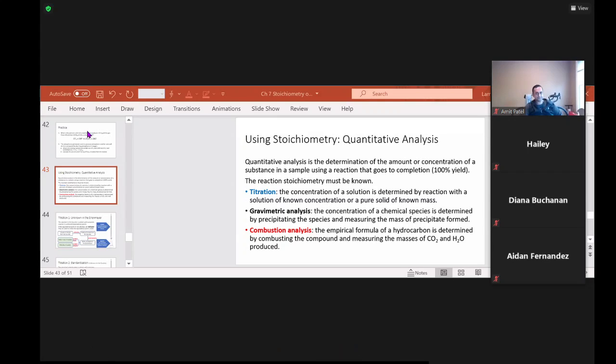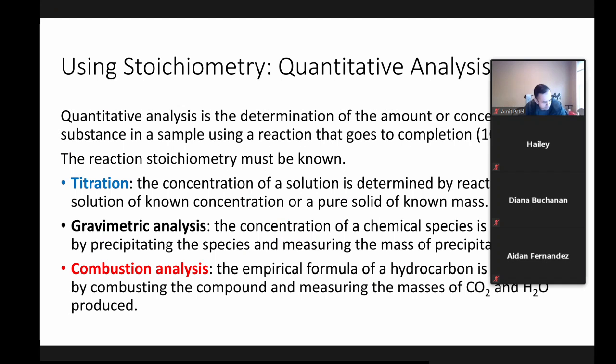Okay, so how would we use stoichiometry? There's a variety of ways, but it's a quantitative analysis. You're talking about quantitative, meaning that it is numerical. It's a measurement. It's to determine the concentration of a substance, or you can use it to calculate the amount of product that you can collect.